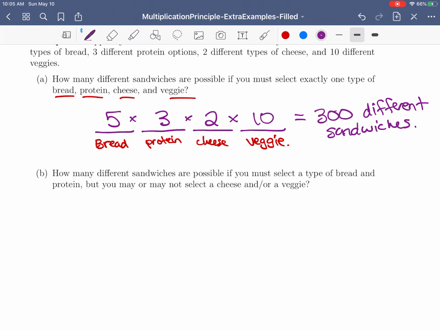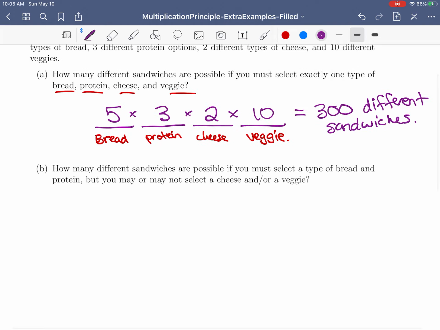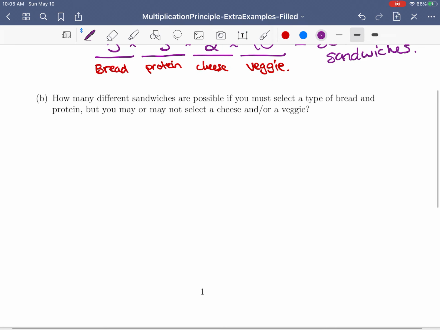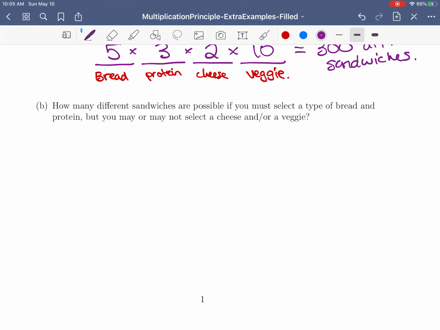So it's kind of nice to compare sometimes so that you can see, oh, that makes sense. Yeah, this number should be bigger, or this number should be smaller, or it can help you realize if you made a mistake. So, how many different choices do we have? We need to use the multiplication principle here.